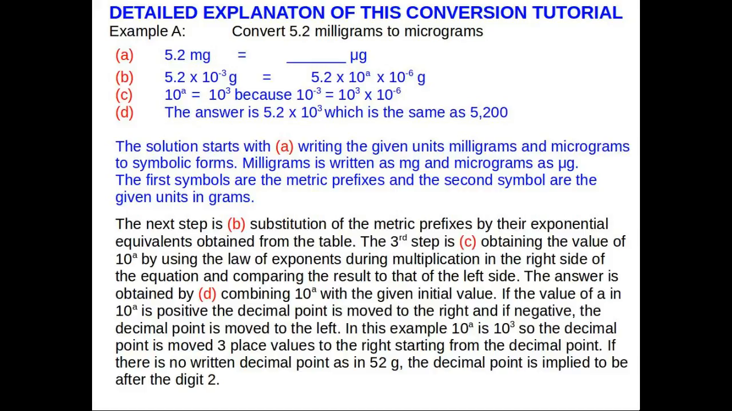To get the answer, the initial value of 5.2 is multiplied by 10 to the positive 3 by moving the decimal point 3 place values to the right. The answer is 5,200. If A and 10 to the A is negative, the decimal point is moved to the left. If the decimal point is not written, it is after the last digit of the number.